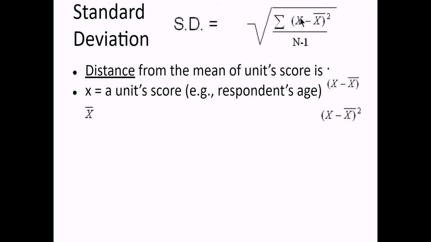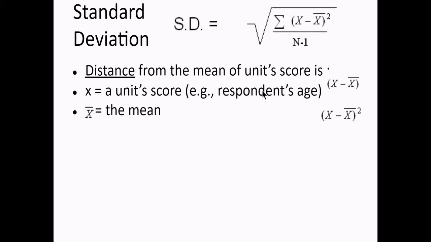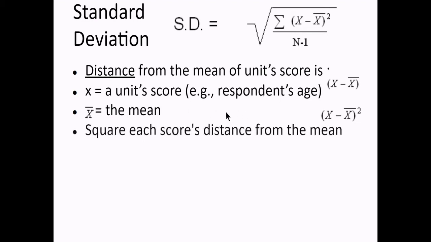And so what we have here is x. And x basically is, I say unit here, it could be case is another word, or a respondent's score, let's say, on age. And x with the little bar over it, x bar, is the statistical mean of everyone's age. So maybe it's 47, and then your age is 20, Bob's age is 22, and Sally's age is 38. I don't know.